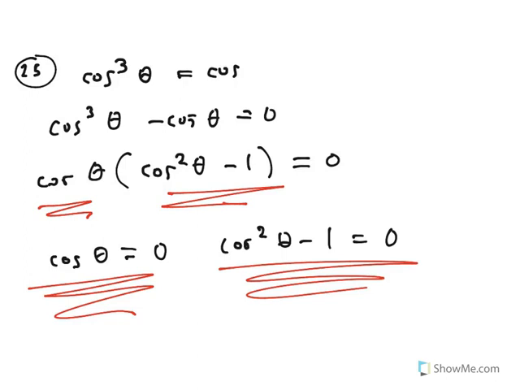So here you're going to look for angles on the unit circle for which cosine is equal to 0. And here you need to isolate cosine squared theta first by adding 1 to both sides of the equation. And then you would take the positive and the negative square root, so you get cosine of theta is equal to either positive 1 or negative 1. And then you would have to use the unit circle to find the angles theta for which cosine of theta would be equal to 1 or negative 1. And then, of course, state what the coterminal angles are as well.